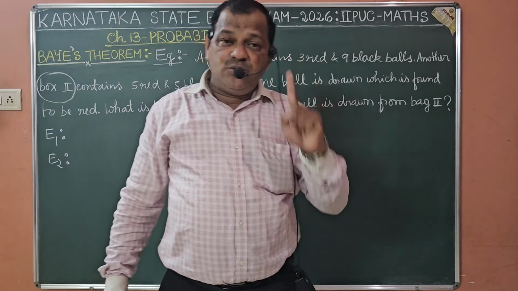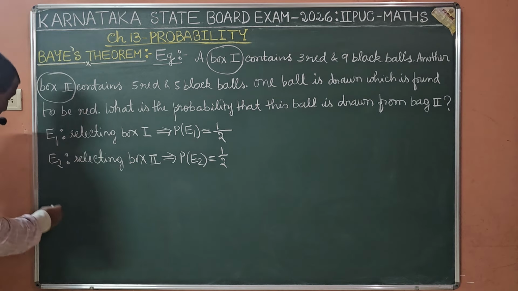What is E2? E2 is selecting box 2. Therefore, what is the probability of E2? This is also half.